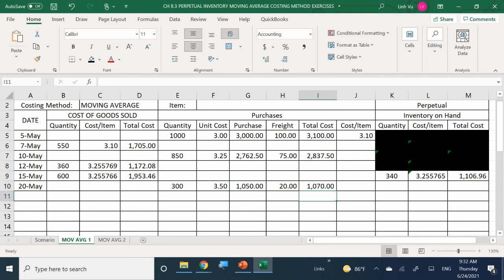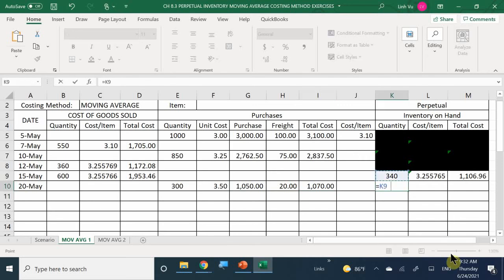Okay. So once again, now that I made a new purchase of inventory, now I need to recalculate my quantity. What's my goods available in this case? 640. Good. What about my total cost?